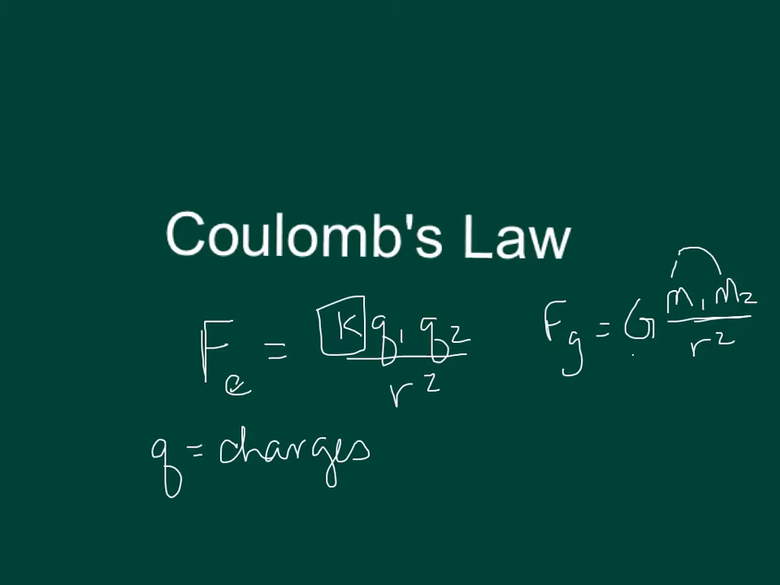So the value for k, we're going to use the nice easy round number. It is a constant. So it's 9 times 10 to the 9th. And it has icky units, mainly just to cancel out all those other units. Newton meters squared over coulombs squared, because we measure charge in coulombs.